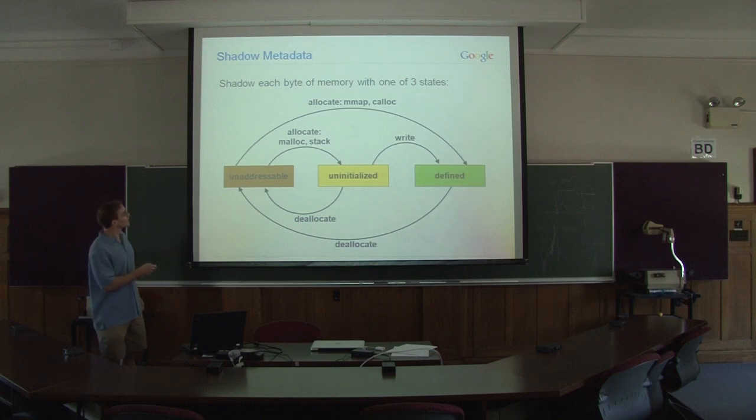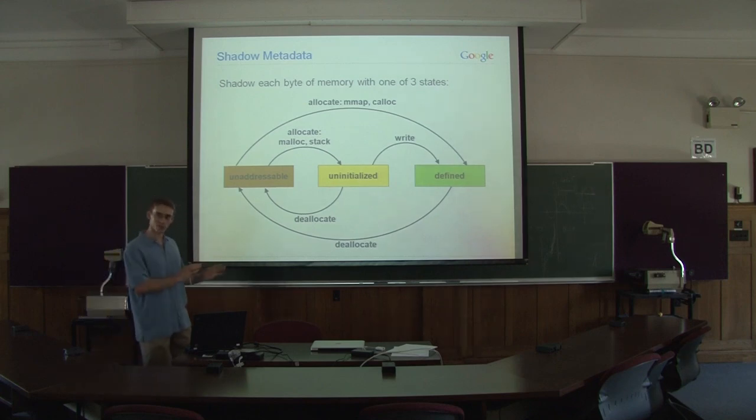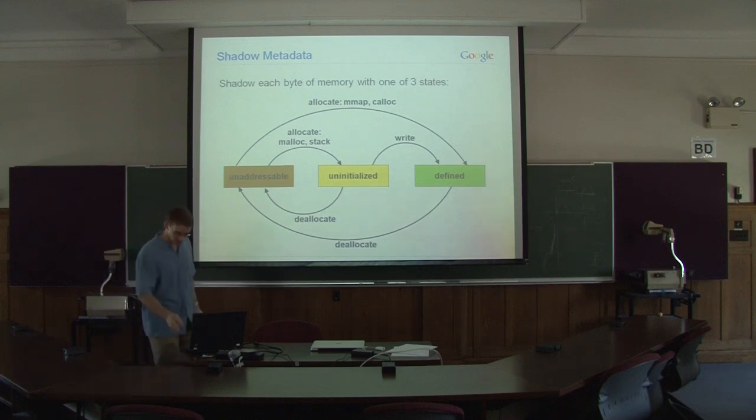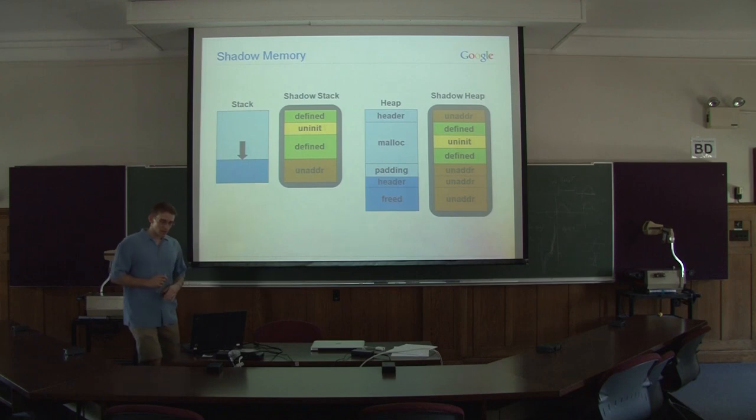And when there's an allocation, depending on the type of it, an mmap is going to be easy to remember. You're going to move to the state that you get from the allocation. When it's freed, you're going to go back to the unaddressable state. So those are the basics. You're shadowing all memory, and you're monitoring all the memory operations. So that's a lot of monitoring that you're doing.